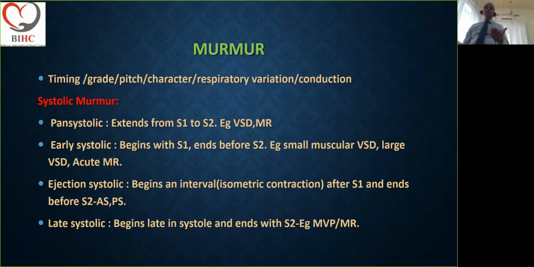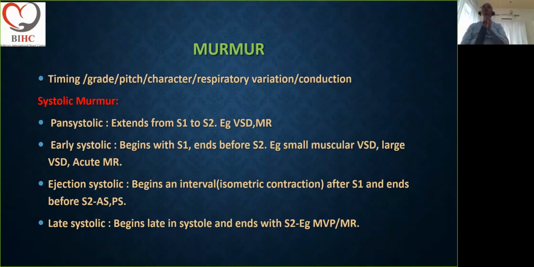So a systolic murmur can be pansystolic when it extends from S1 to S2, like small ventricular septal defect or mitral regurgitation. It can be early systolic when it begins with S1 but ends before S2. Happens with a large VSD because in the later part of systole the pressures have equilibrated.